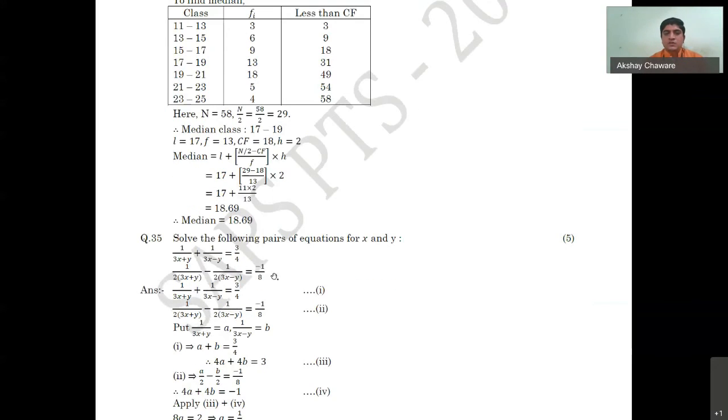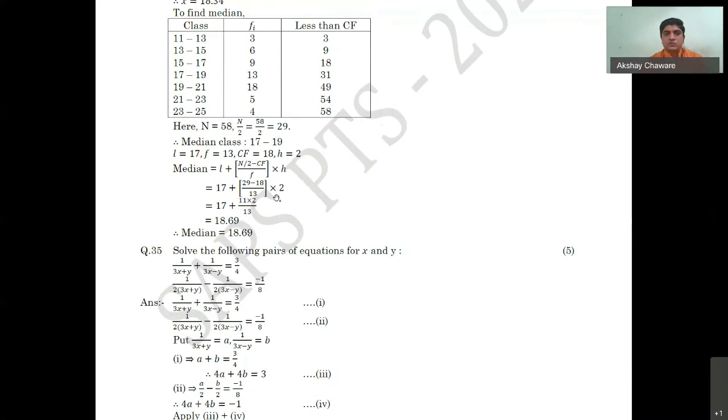The only mistakes were in the simplification, and students made mistakes in selecting the median class. So what is the median class? You have to calculate n by 2, the central value 29, and just look for the 29th observation in a class interval. So 17 to 19 has cumulative frequency 31. So the 29th observation lies in this class interval 17 to 19. That is the only mistake the students have made in this question. Otherwise, the rest of the question is easy.